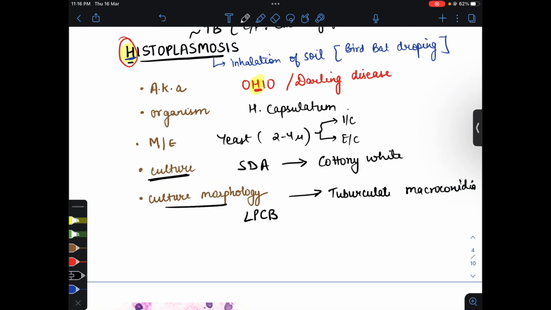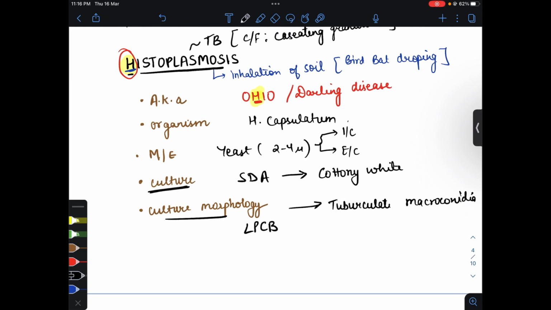For histoplasmosis, clinical features will appear like tuberculosis. It is also known as Ohio disease, Darling disease. These were the other names. Histoplasma capsulatum will be here, and we see a tuberculate macroconidia.